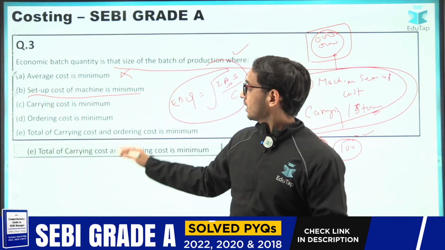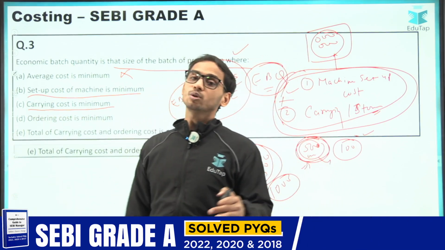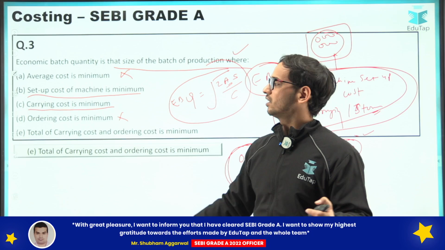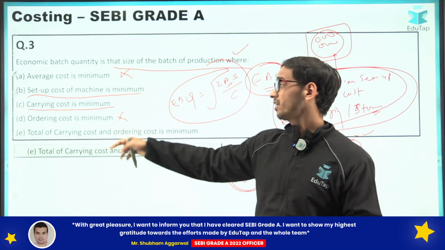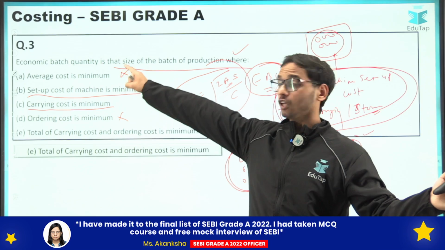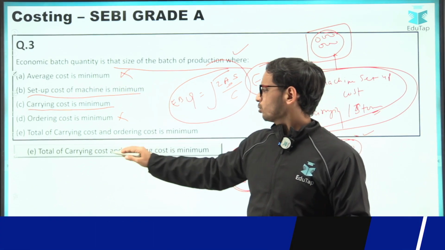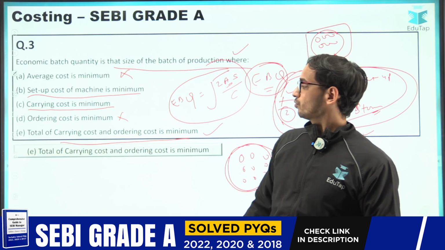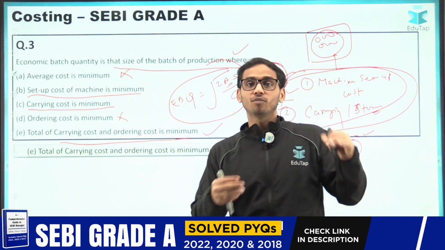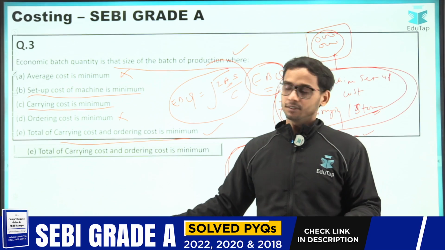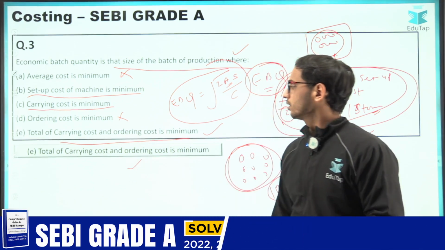Option C says carrying cost is minimum. This is also partially correct. Ordering cost doesn't even matter for the economic batch quantity. It matters for the economic order quantity, not for the economic batch quantity. Option E says the total of carrying cost and ordering cost is minimum. Yes, it is correct. So we have to minimize the total of the carrying cost as well as the ordering cost. Right? So option number E is your correct answer here.